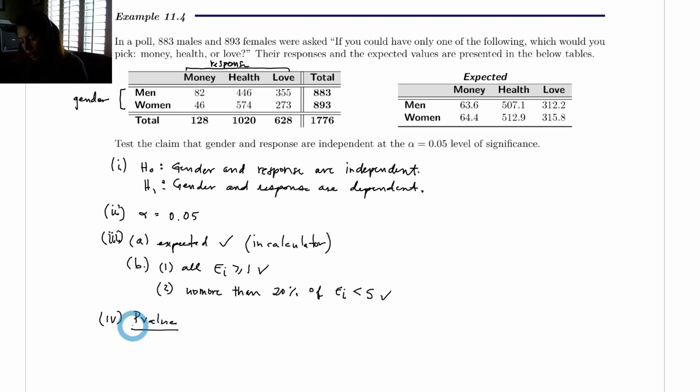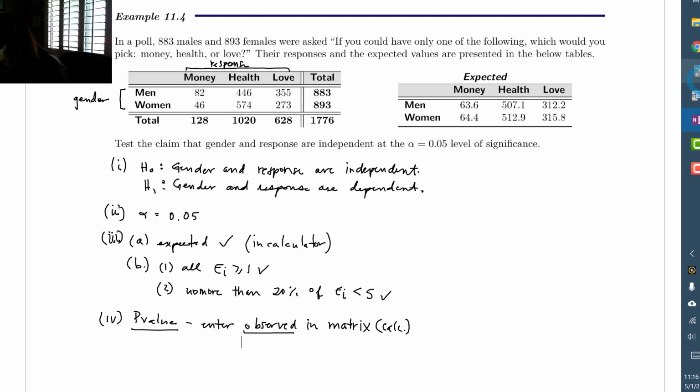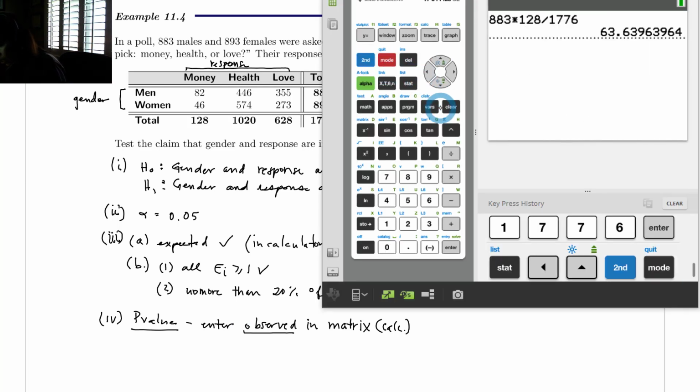So what we'll do is we'll go to the calculator and we're going to enter everything in. Enter observed in matrix, and then calculator. So you only need to enter observed. So that's the only one you have to enter. So if we go to the calculator and go to the home screen.